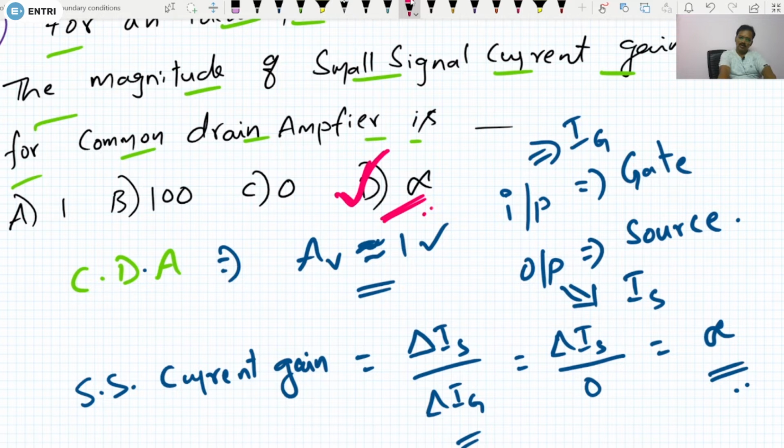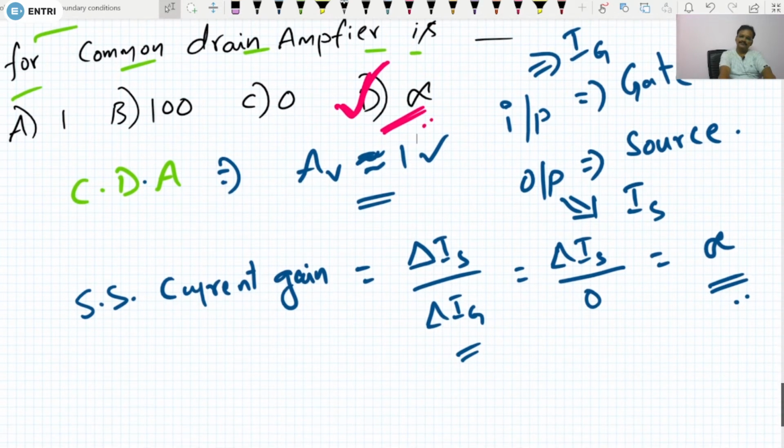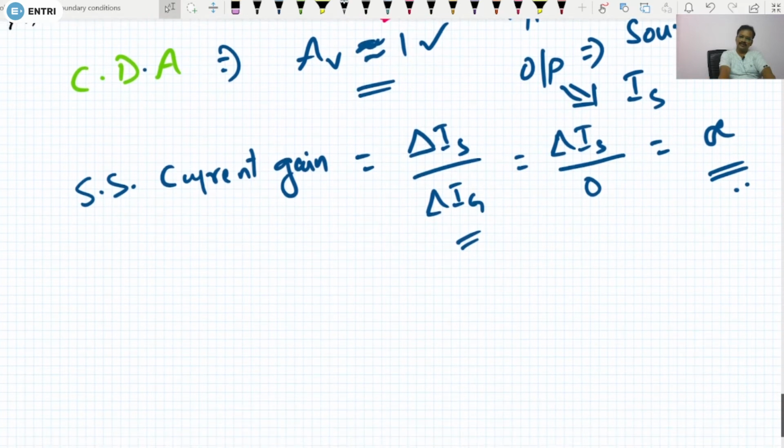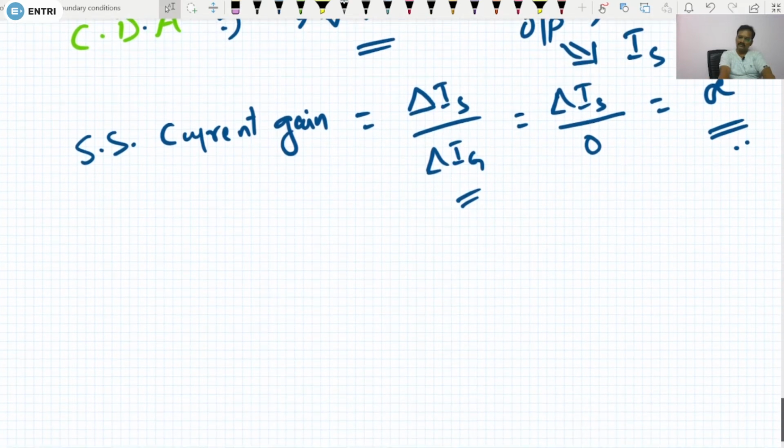So there will be no change here, there will be no flow of current at all through the gate. Understood? So that's why Iz will always be equal to 0, whether it is DC or AC. There will be no change in Iz, it will always be equal to 0.